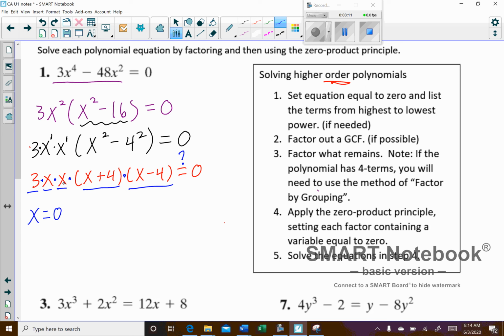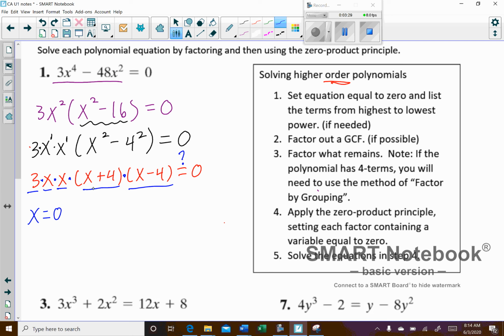And you might be like, well, there's another x. I guess x equals 0 again. That is true, but we only write it once. We don't want to write it a second time. That's multiplicity of 2, and we'll talk about that in a later unit.